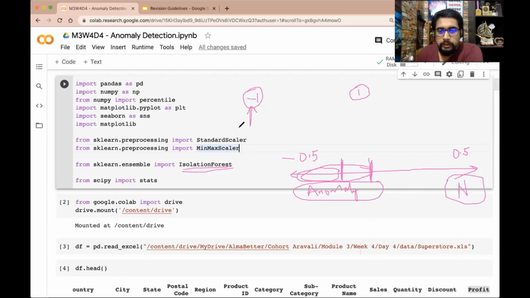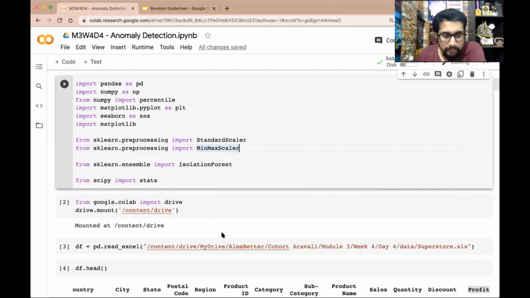So 1 are the normal cases, and minus 1 are the anomalies. So this is how the isolation forest works. It's nothing but a dot fit and dot predict. You get all the x's, you pass them to dot fit, and it will do all of that detection. Then you pass the overall x again, and it will give you the anomalies in that x. So pretty straightforward. So let's see the implementation.